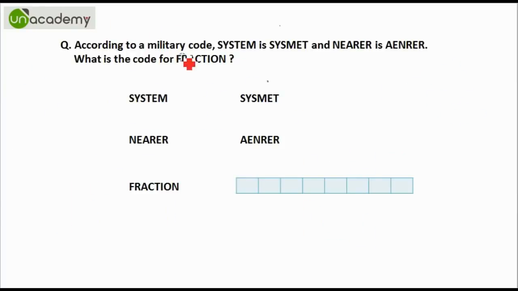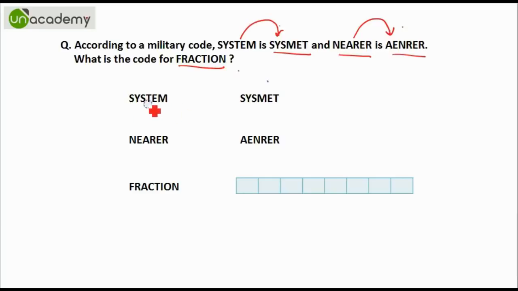The question says, according to a military code, system is coded as this and nearer is coded as this. So what will be the code for fraction? It does not matter whether it is a military code or a scientific code or anything else. What matters is we need to find the pattern in which system is coded to this and nearer is coded to this. So let us examine the words.